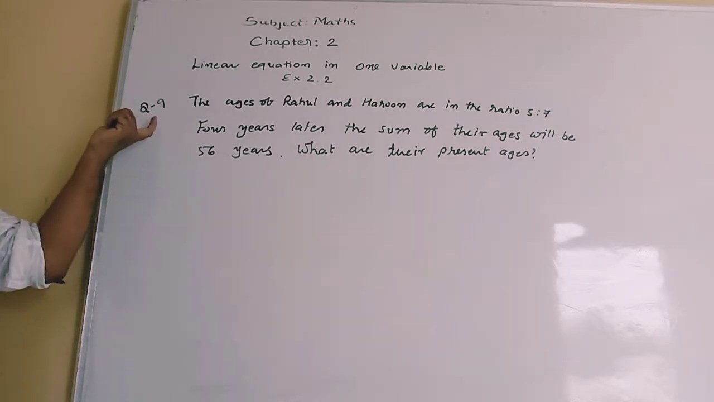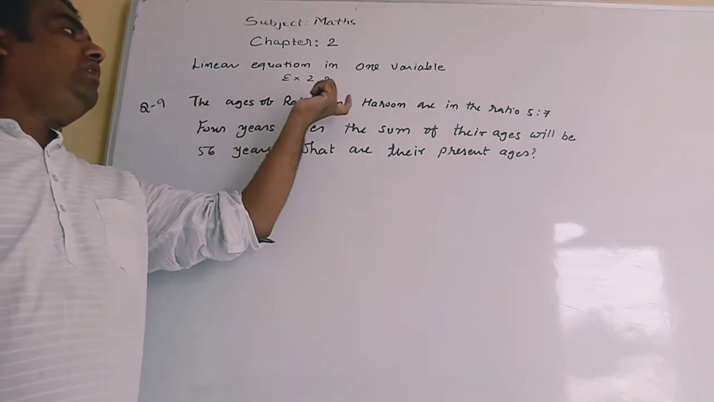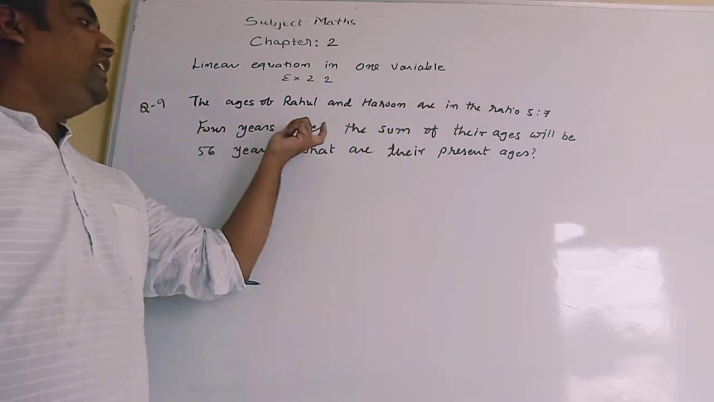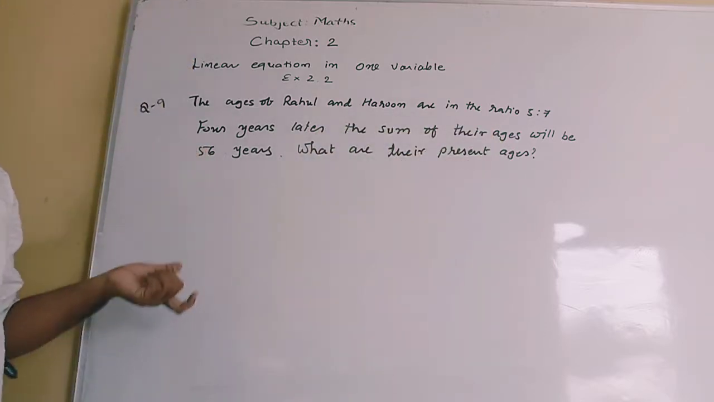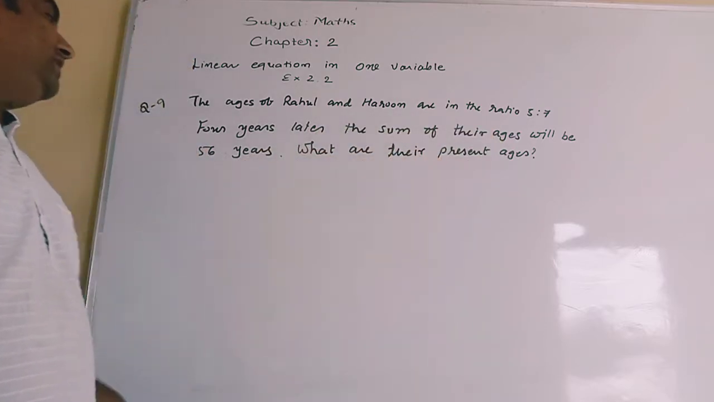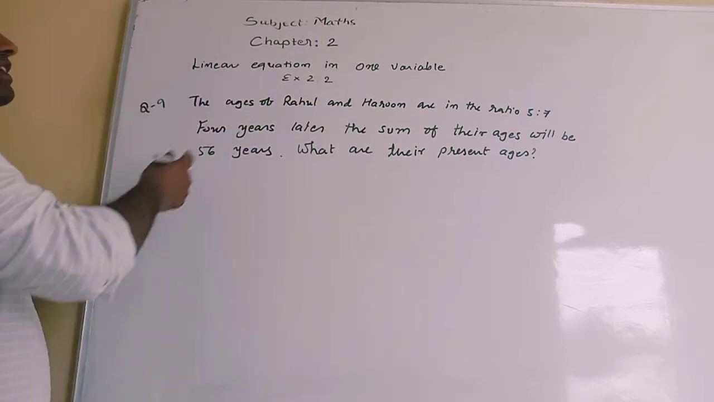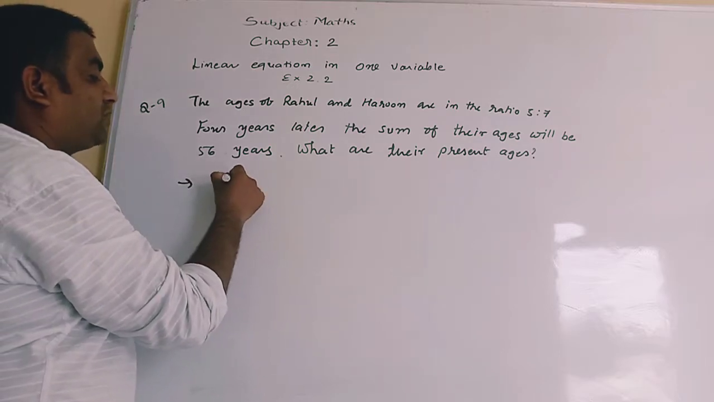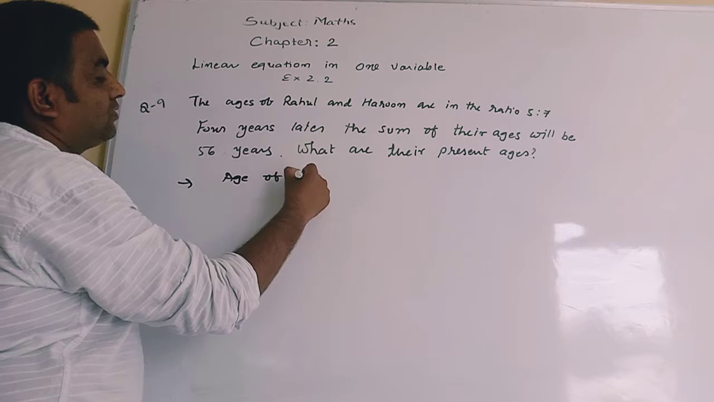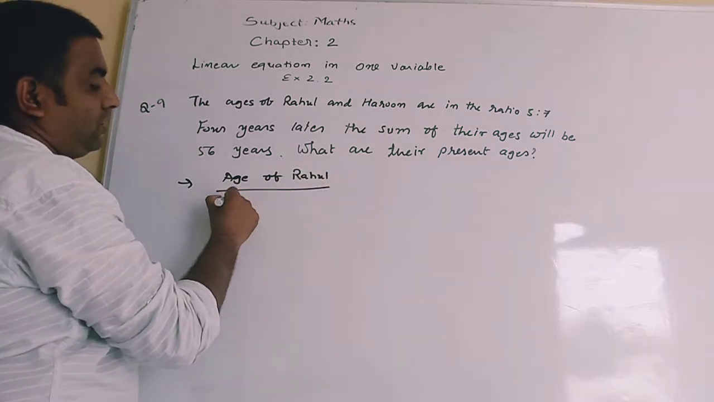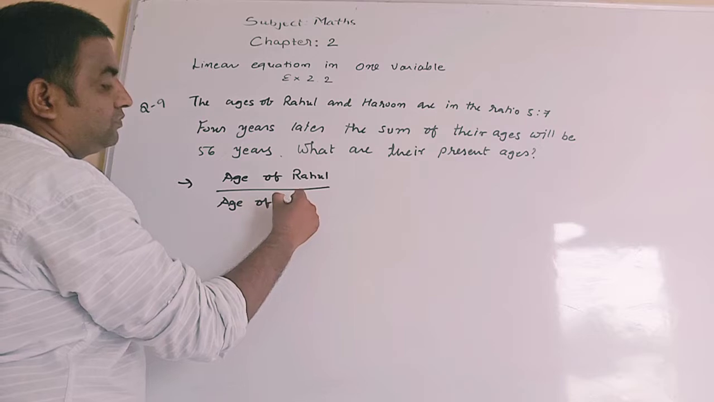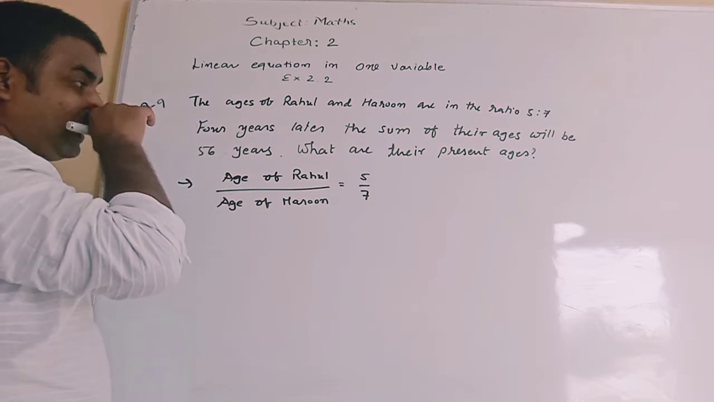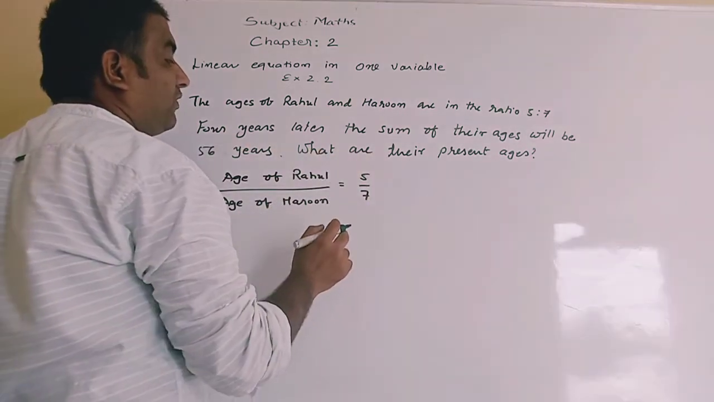Question number 9 we have. The ages of Rahul and Harun are in the ratio 5:7. Four years later, the sum of their ages will be 56 years. What are their present ages? So here two persons are there, Rahul and Harun, and their age ratio is given. So we write that age of Rahul upon age of Harun is 5/7.